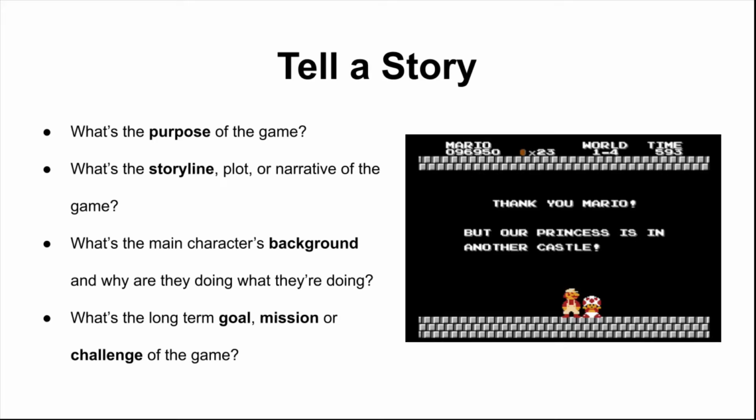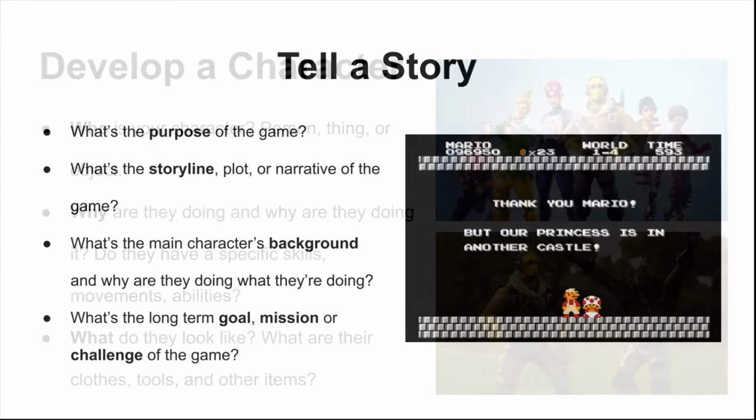Second is the story. You need to make sure you have a purpose for the video game. Is there a storyline or plot or a narrative? What is your character doing and why are they doing it? They should have a mission and a purpose for the actions that they are trying to perform. For example, in the original video game Mario, he is attempting to rescue a princess from a castle. That's why he's doing what he's doing.